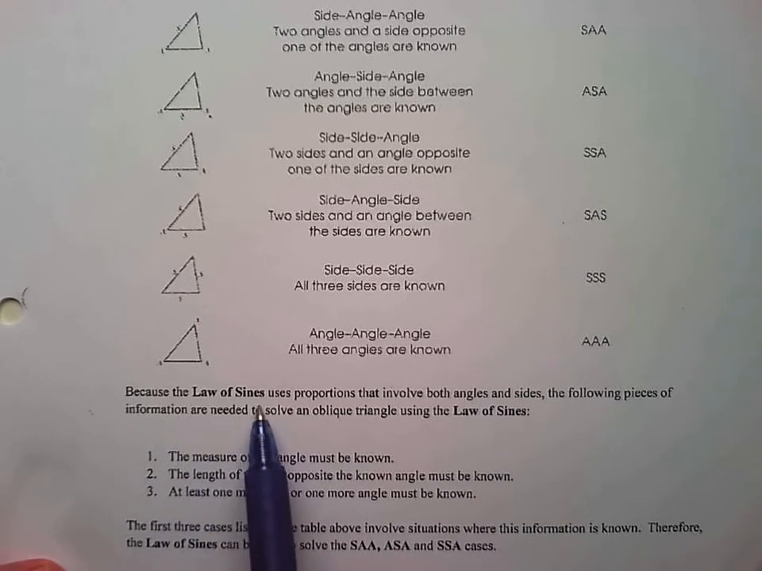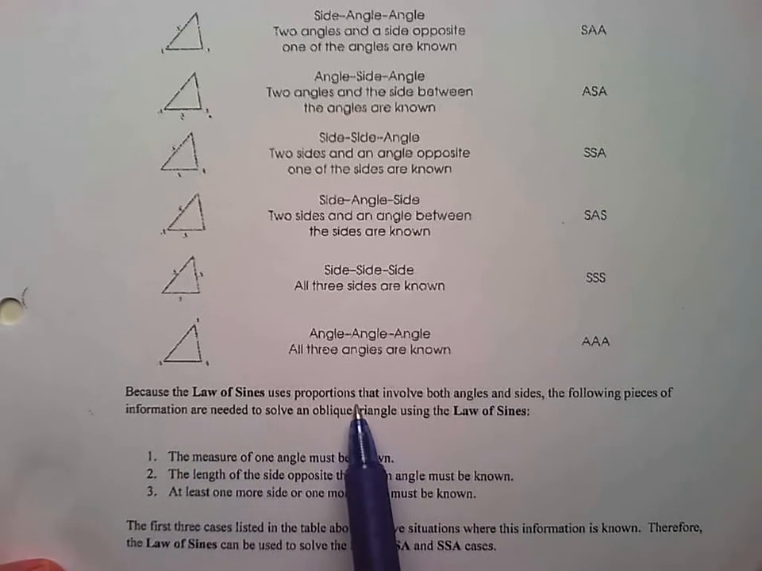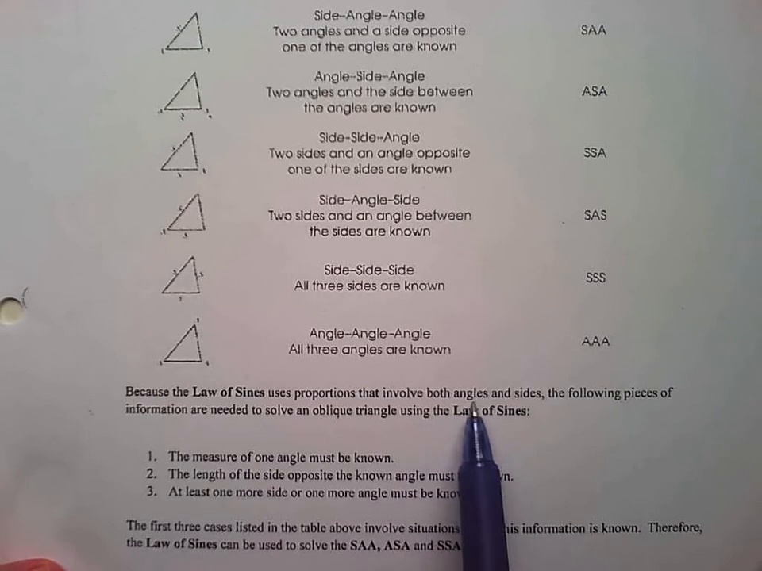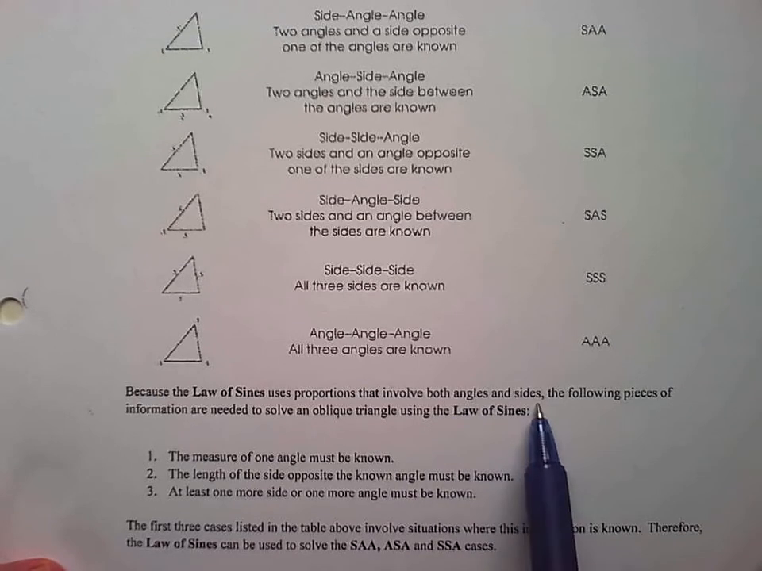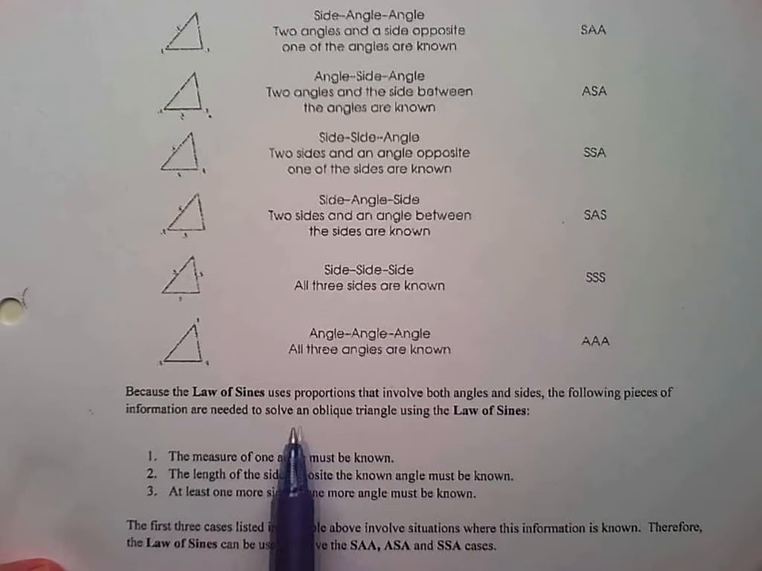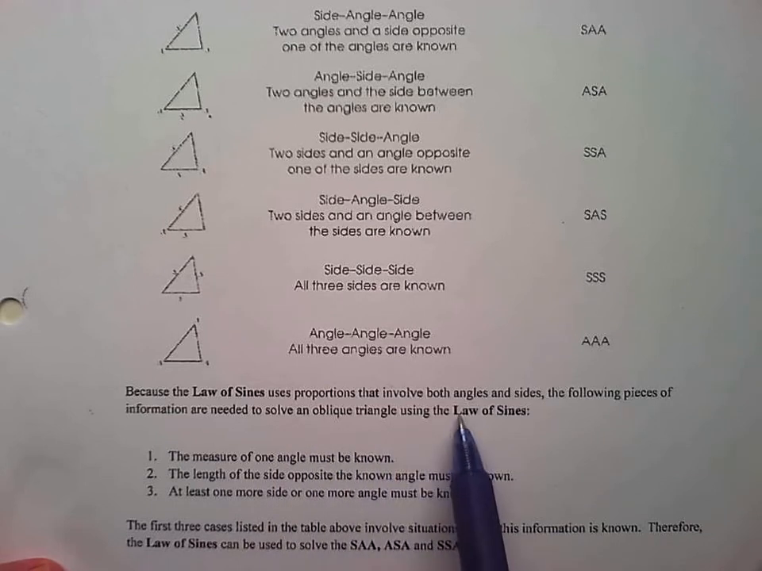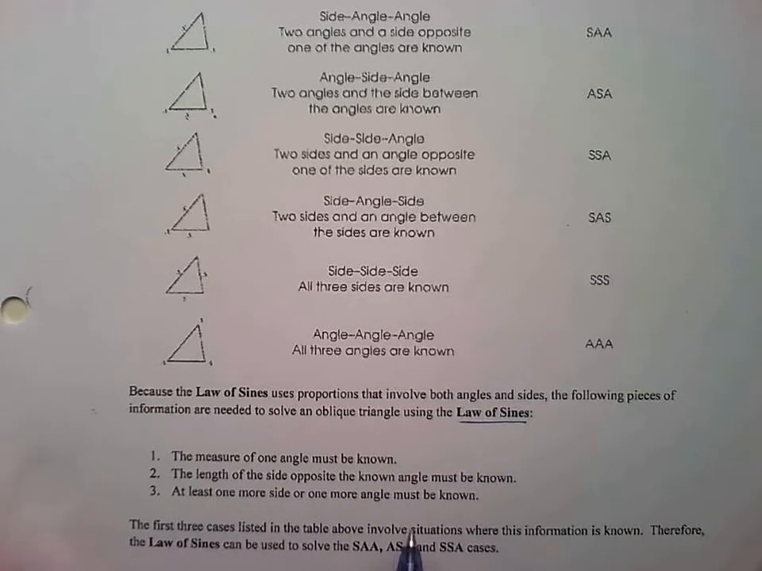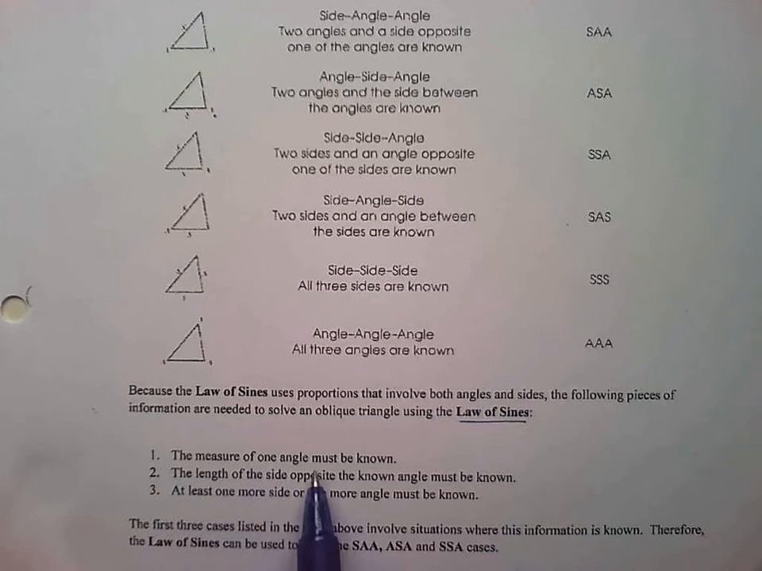Because the law of sines uses proportions that involve both angles and sides, the following pieces of information are needed to solve an oblique triangle using the law of sines. 1. The measure of one angle must be known. 2. The length of the side opposite the known angle must be known.